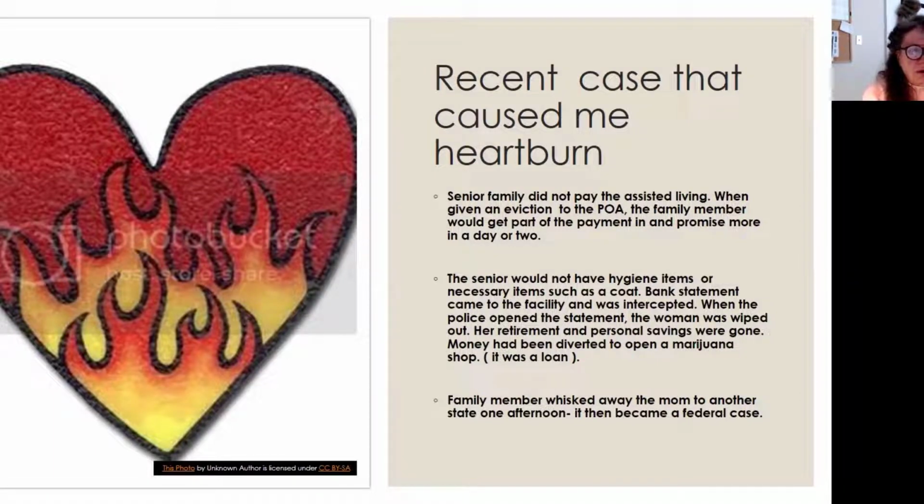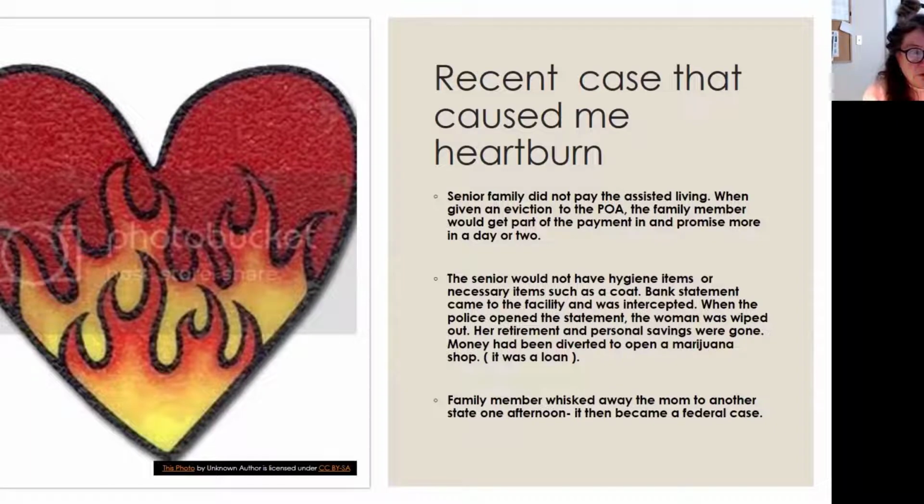Jewelry disappeared. So we had all this stuff going on over there. And then the bank statement came, and it was intercepted by the owner. She did not open it, but she called the police, and they got a court order to open it and found out that all of her money was totally gone. And what came out of that was the same daughter had taken all her money and assets and opened a marijuana shop.